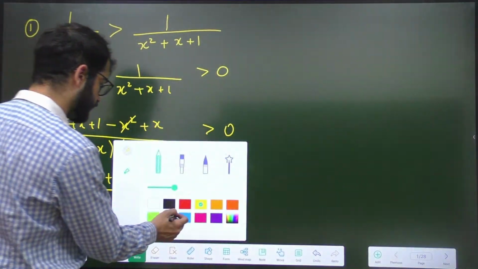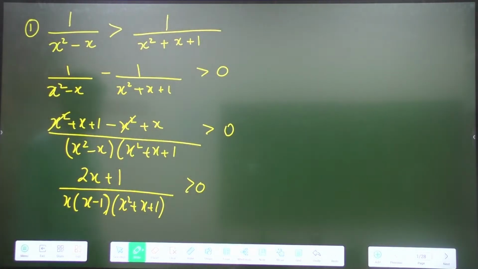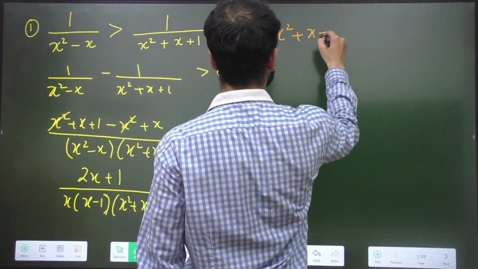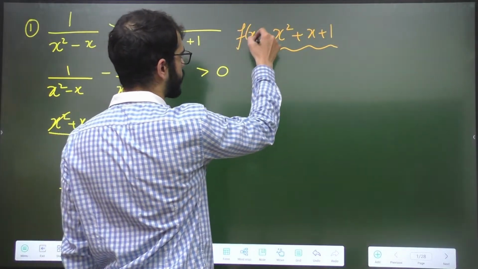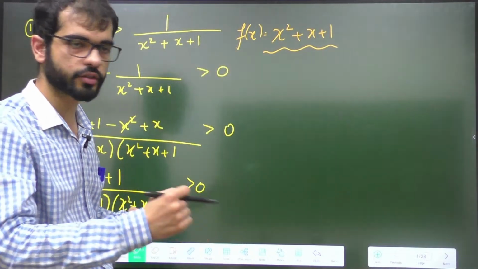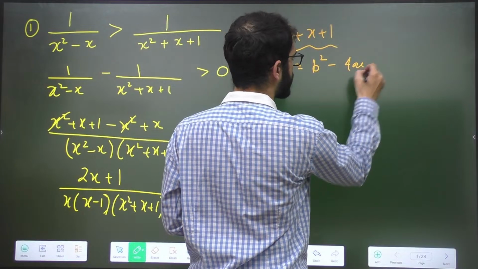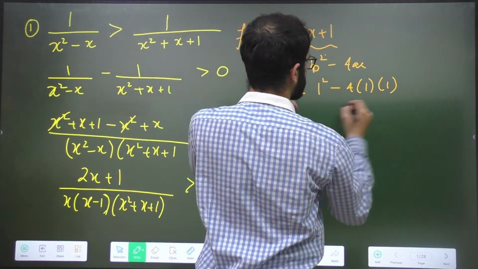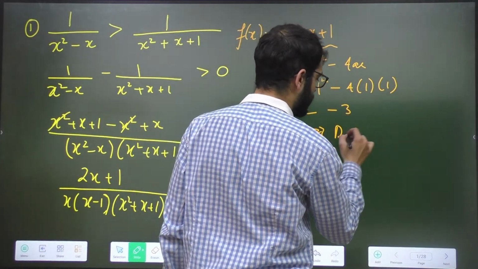Let's try to analyze the quadratic expression, x square plus x plus 1. We'll write it as f of x, since it is a function of x. As the values of x vary, the expression's value is also going to vary. So let's calculate the discriminant, which will be b square minus 4ac. b over here is 1, so 1 square minus 4 times a, that is 1, and c, that is 1. So obviously it is coming out as minus 3. It implies that the discriminant is less than 0.